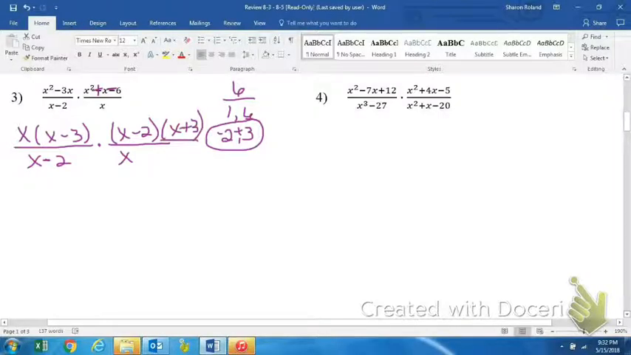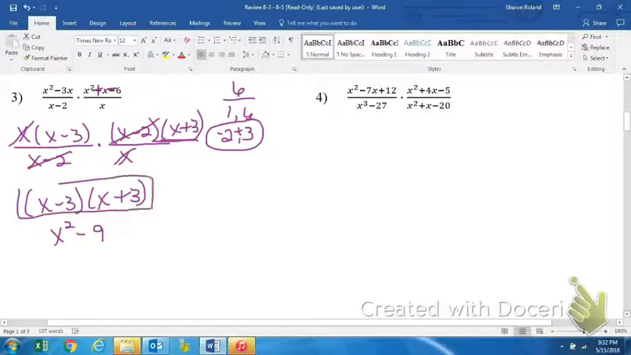Okay, so now we're just canceling. X minus 2's cancel, the x's cancel, and you're left with x minus 3 times x plus 3. I will accept that answer. Some of you remember that this is a perfect cube, and I would take either of these answers. I prefer this one. I like the factored answer.